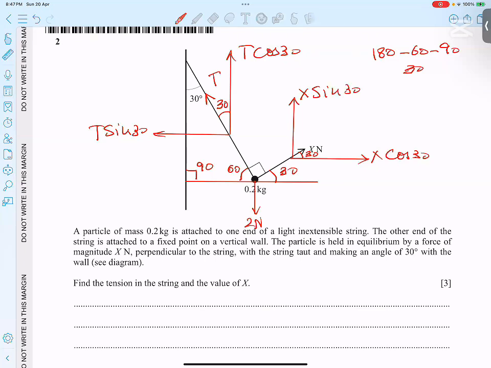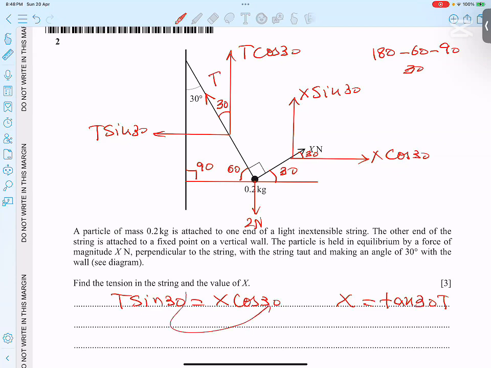Okay, now because the system is in equilibrium, it is mentioned clearly, equilibrium. So I can say rightward force equals leftward force. So I am going to make it one equation. T sine 30 equals X cos 30. If cos 30 goes down, I can make X equal to T sine over cos, which is tan 30. You can type it as it is, no issue at all.